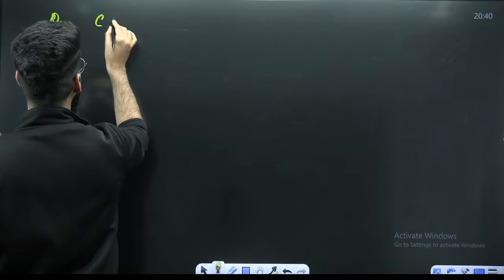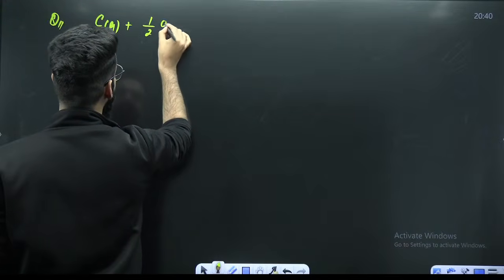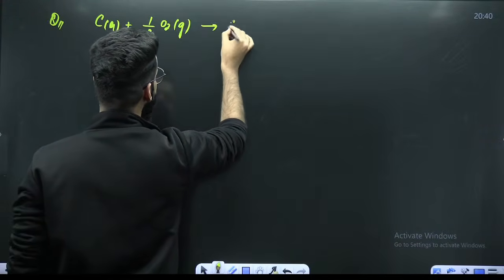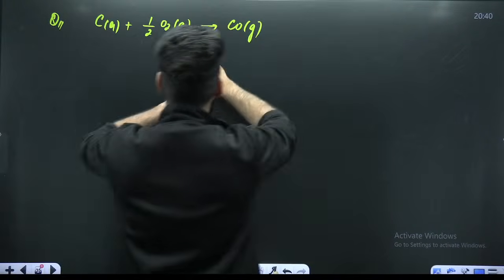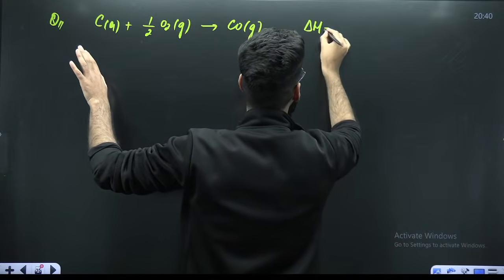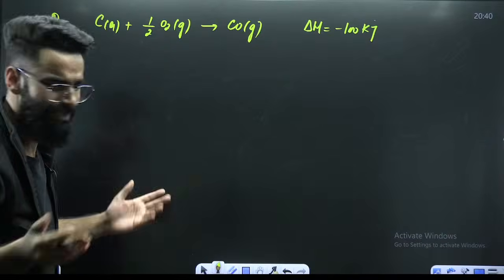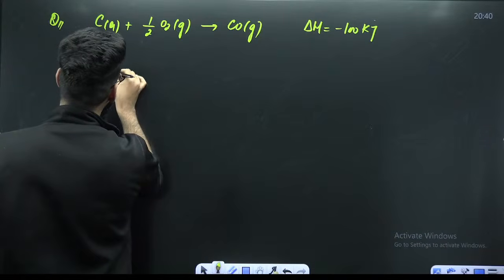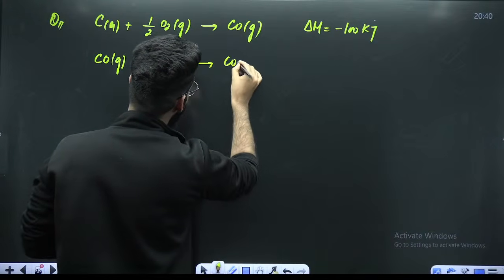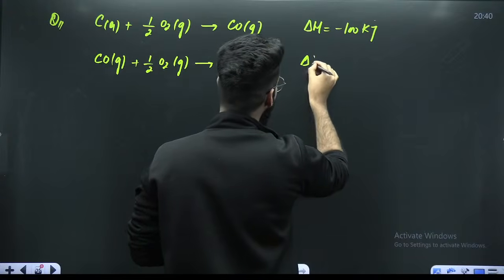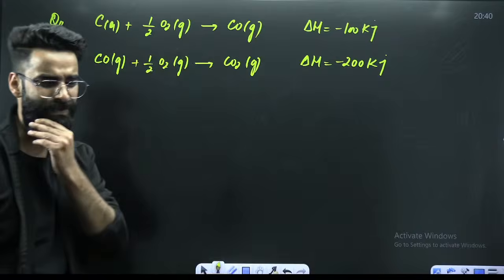Let's say I've got the reaction carbon graphite plus half of O2 gas. Let's say it gives carbon monoxide gas. I'm giving you some random values. Let's say delta H for this reaction is equal to minus 100 kilojoules. For example. Now, carbon monoxide plus half of O2 gives you carbon dioxide. Imagine its delta H is, for example, some random value, minus 200 kilojoules.